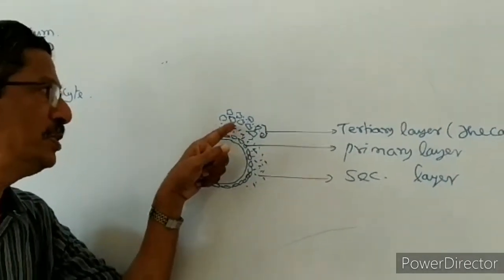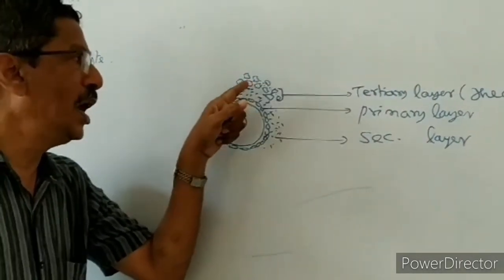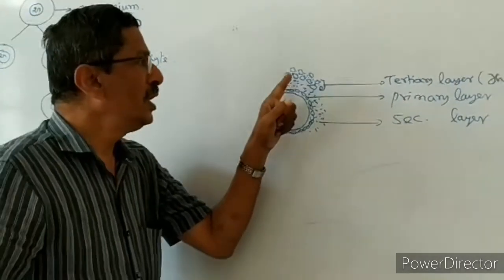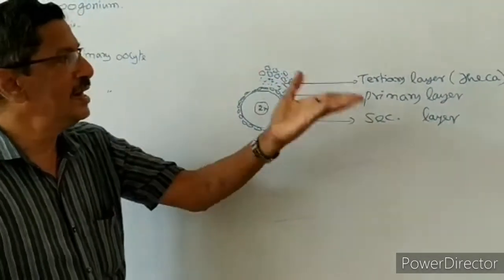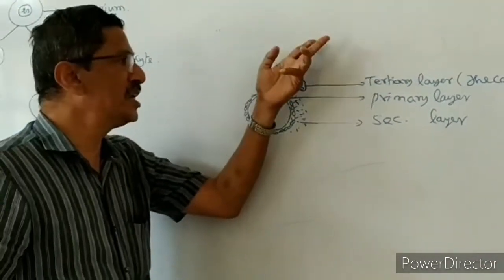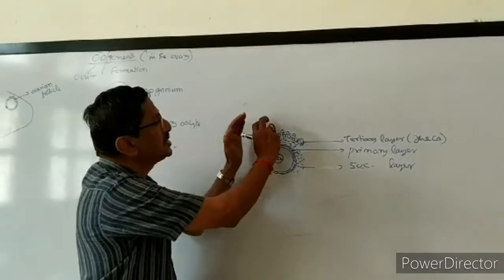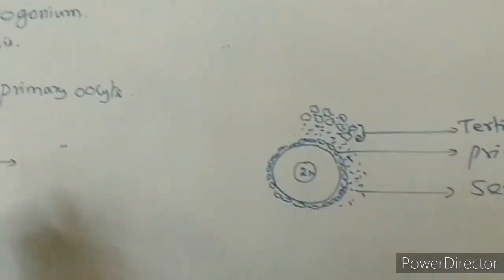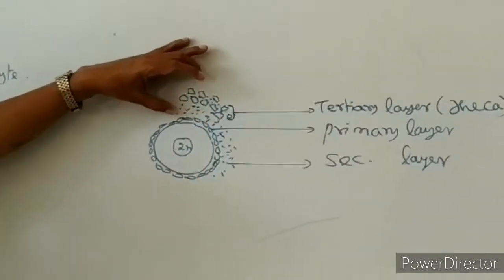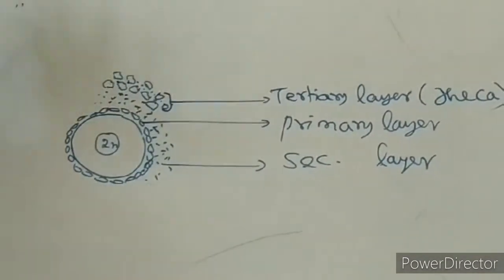If you observe the theca, that is the tertiary layer. Mostly two layers of cells will be there, one layer inside, one layer outside. The outer layer is called theca externa. The inner layer is called theca interna. So in the tertiary layer, two layers will be there, theca externa and theca interna. This is the complete structure of one primary oocyte. Now we are not going to think about the primary, secondary and tertiary layers alone. We are taking only the main cell here.